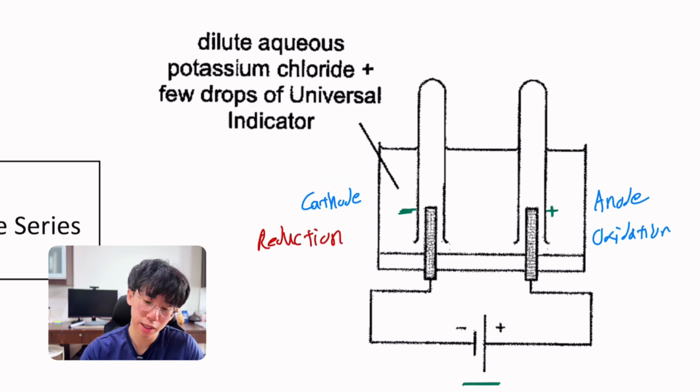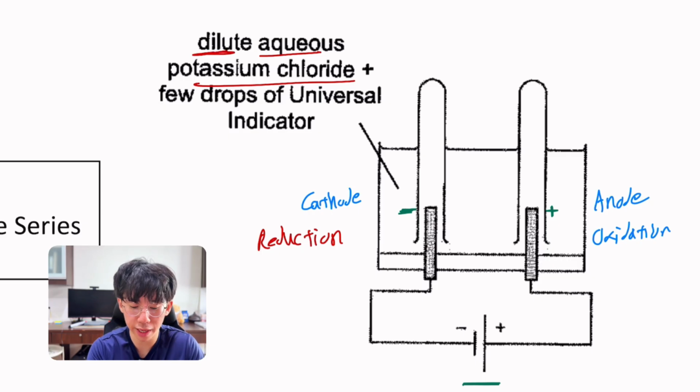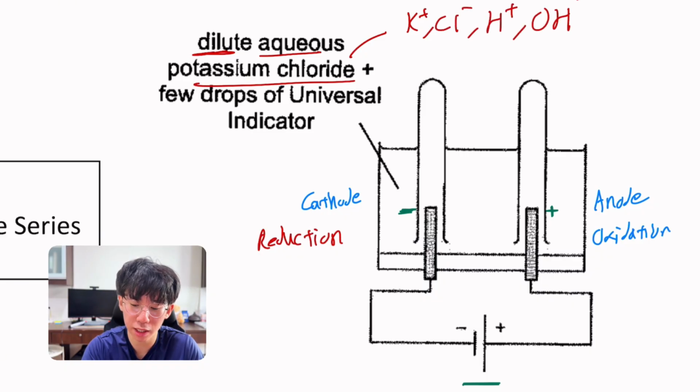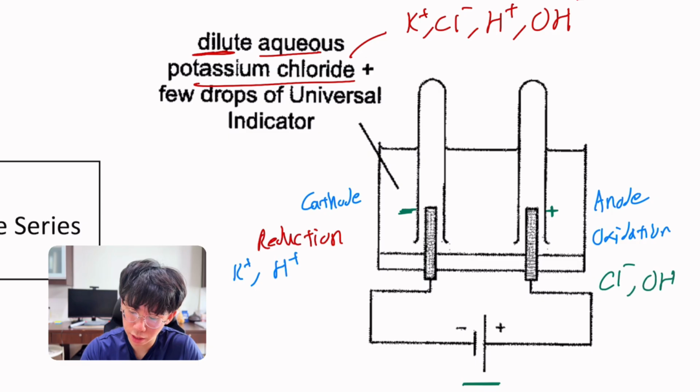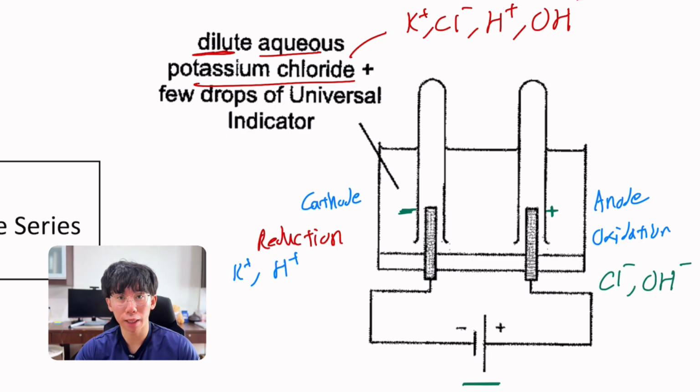Next, we can look at the electrolyte. The electrolyte is dilute aqueous potassium chloride, and this is dilute. So I take note of the concentration. So we are going to next find out the ions or molecules inside this electrolyte. Here we have K+, Cl-, H+, and OH- because it's in a dilute aqueous form. And now we're going to sort out the cations and anions to their respective cathodes or anodes. So the cathode will have the cations, this will have K+ and H+, and your anode will have Cl- and OH-.